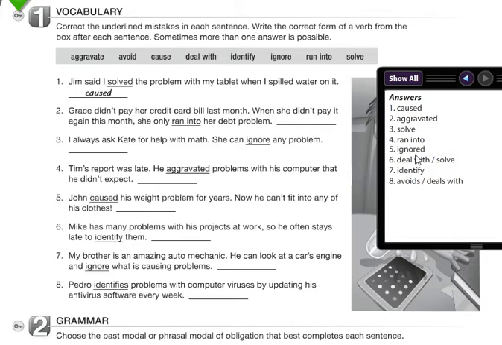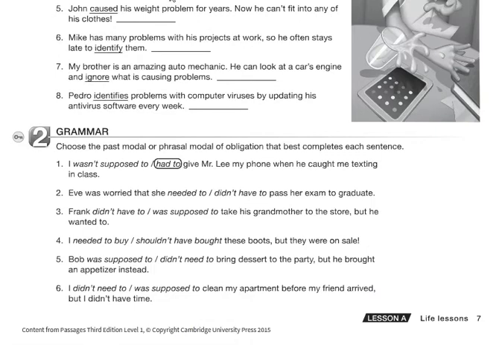Remember to apply the specific rule. Now we are describing third person singular in the simple present, so therefore we have to add these letters at the end of the verb. Now let's go to section 2, grammar.